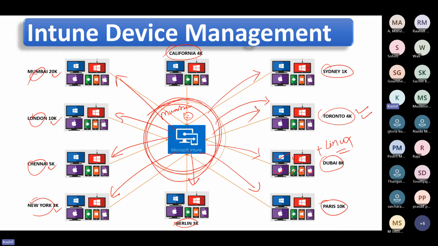Suppose I need to deploy Microsoft Office application on 10,000 devices in London. I can deploy from here. I need to deploy Google Chrome to 20,000 devices in Mumbai. I can deploy from the Intune portal. I need to upgrade the machines from Windows 10 to Windows 11, all the New York machines, 3,000 machines are there. We can do it from Intune. I need to block camera, block screenshot, block copy paste. All those things you can do from Intune.